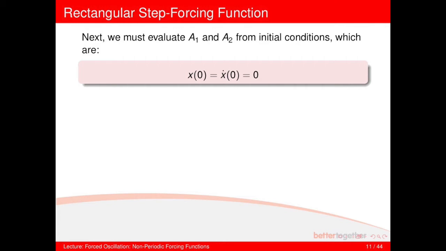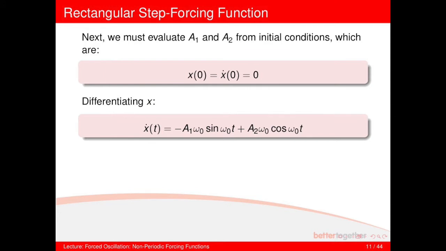What is the response? To find that, we take our equation for x, this one here, and differentiate with respect to time once to get velocity, and then we apply our initial conditions. So that's differentiated first with respect to time. The cosine turns into minus sine and the omega naught comes out, which is why that's there, and there's a minus sign. Then the sine turns into cosine and we have an omega naught that also comes out.